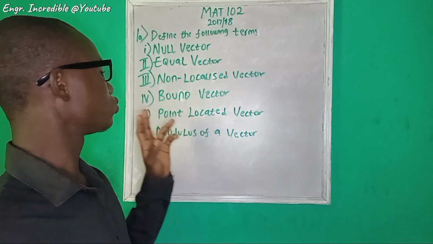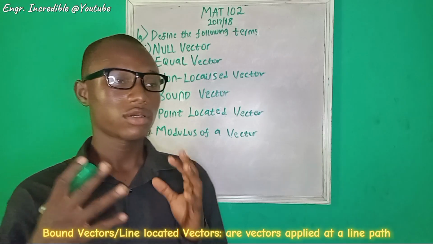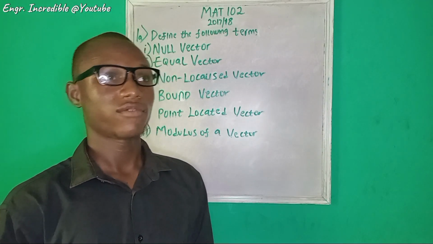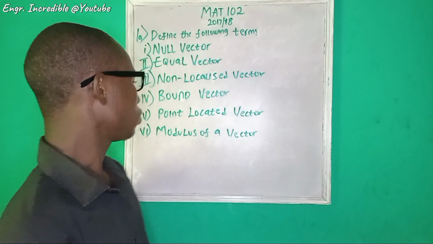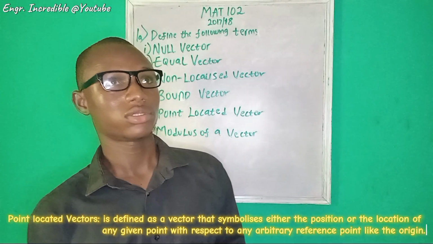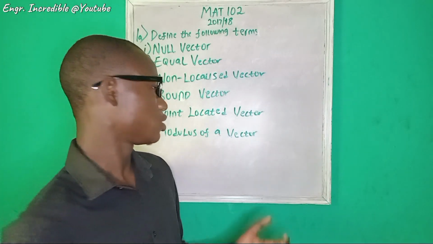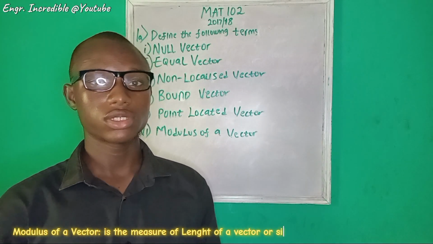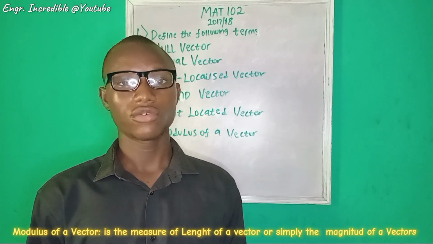So then we move on to bound vector. Bound vectors are vectors that are only felt in a straight line or at a particular area. For example, force is a very good example of a bound vector. Then we also have the point located vector, which is the type of vector that is only felt at a particular point. Then the modulus of a vector is simply the measure of the length or the magnitude of a vector.